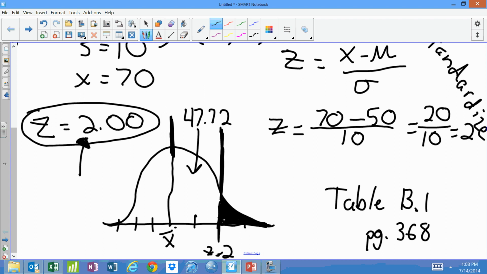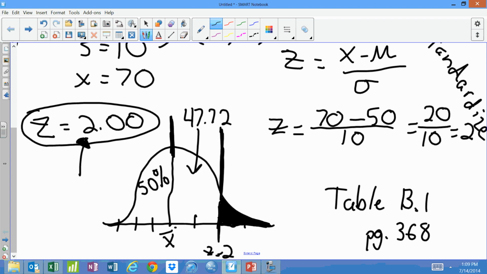Now we want to be able to figure out what our black shaded region is here. Well, if you remember from earlier this chapter, the normal curve represents 100%. Okay? And our mean divides our normal curve into two perfect halves. So if it divides it in half, the first half is going to be 50%. Okay? So we want to figure out what's left over on this tail.